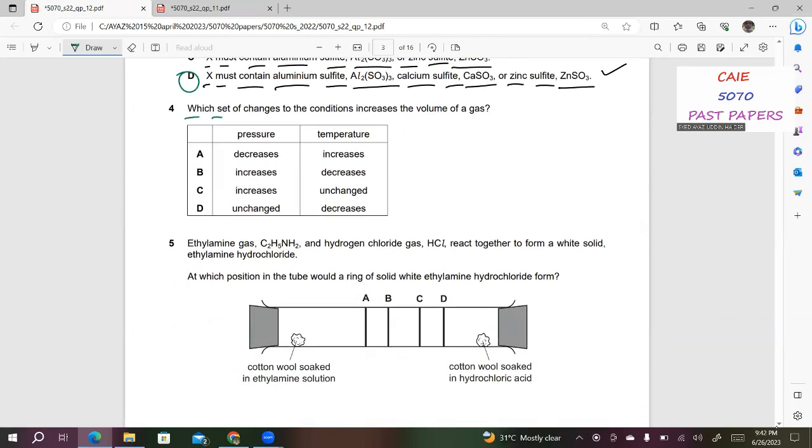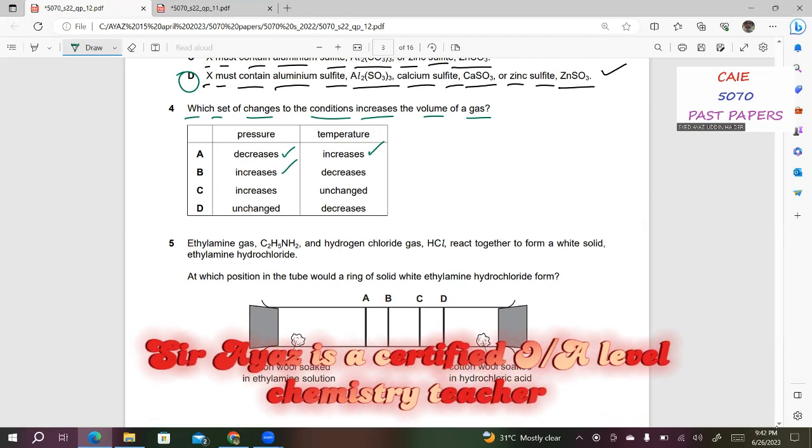4. Which set of changes to the conditions increases the volume of a gas? Pressure decreases. Yes, it will increase the volume of a gas. Temperature increases. Yes, this increases the volume of the gas. Next statement, pressure increases. No, this decreases the volume. Temperature decreases. No, this also decreases the volume. Pressure increases. Yes, it increases the volume.